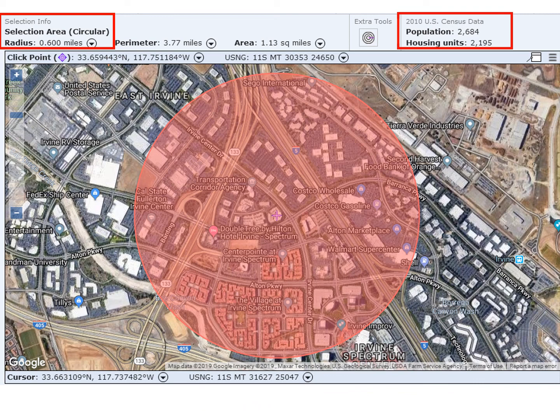On the following slide, this is the MARPLOT circle of concern that shows a radius of 0.6 miles. As you can see, a much higher population is shown to be affected from this release. An estimated population of 2,684 people in 2,195 housing units is shown on the map.